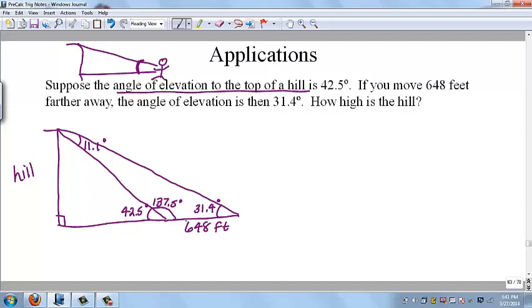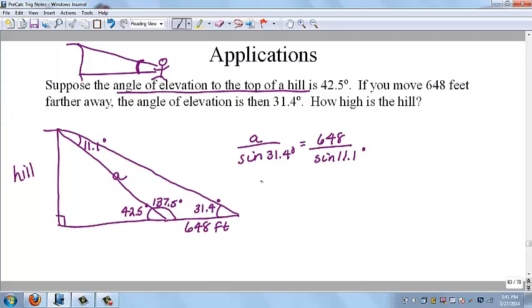Okay, and I do know one of the sides. So if I have more angles than sides, I'm thinking, oh, I could do the law of sines to figure out this side right here. Let's call this A. I can find A by doing that. So I'm going to say A is to the sine of 31.4 degrees, as, and the only side we know in this triangle, across from the 11.1, is 648. So I'm going to say as 648 feet is to the sine of 11.1.